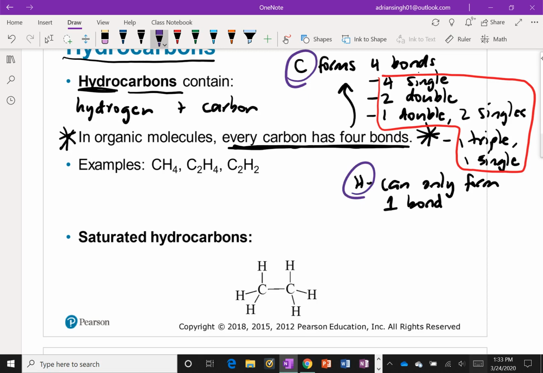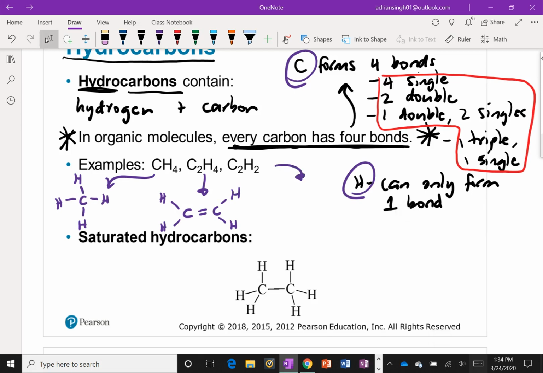All right, some examples of hydrocarbons. CH4, methane, we've seen this several times already in class. It looks like that, carbon with 4 single bonds. C2H4 is a compound called ethene. It looks like this. Here each of these carbons again has 4 bonds, but now there's a double and 2 singles.